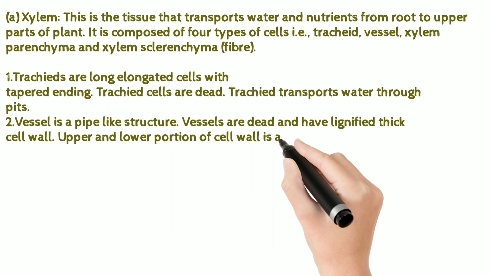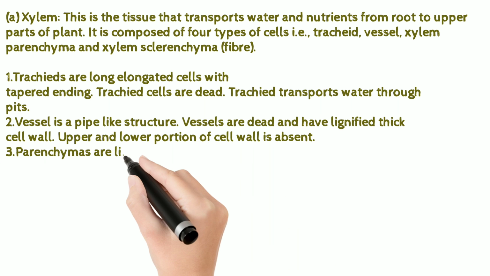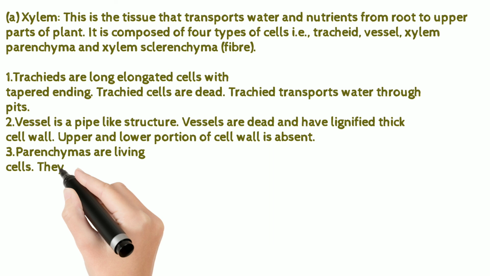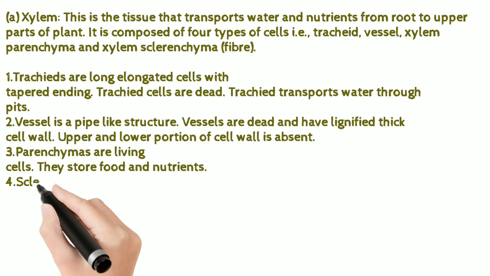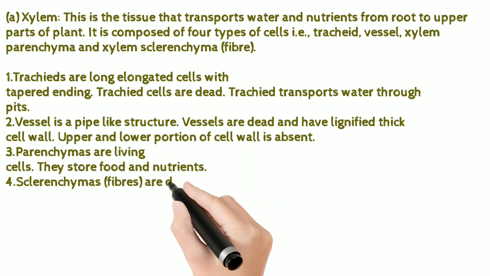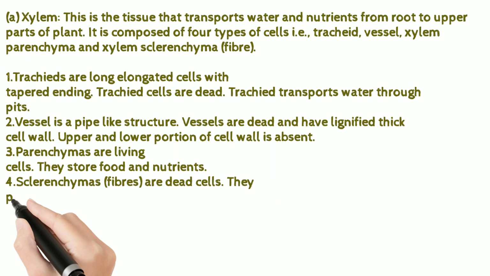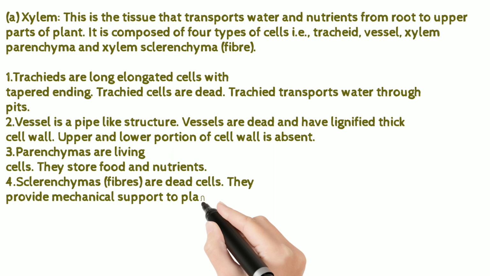3. Parenchymas are living cells. They store food and nutrients. 4. Sclerenchyma fibers are dead cells. They provide mechanical support to plant.